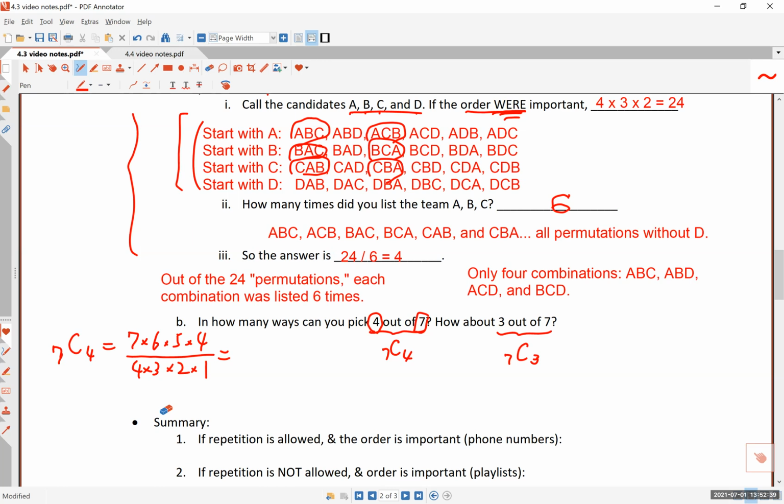So in other words, I can list this many permutations. That's a lot of permutations. That's the number of permutations of 4 out of 7. There are lots of them. It's 7 times 6 times 5 times 4, hundreds.